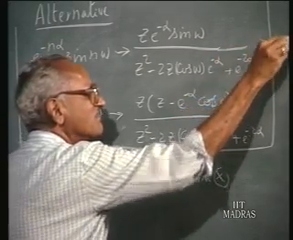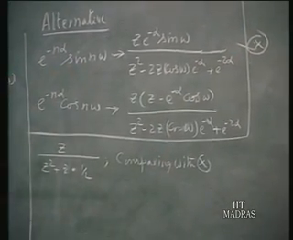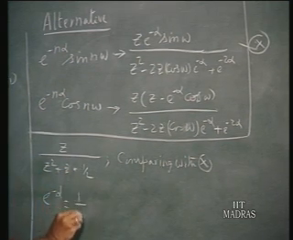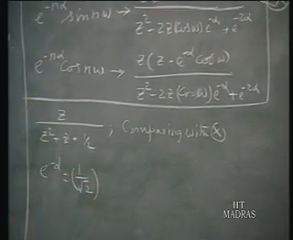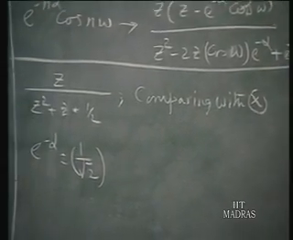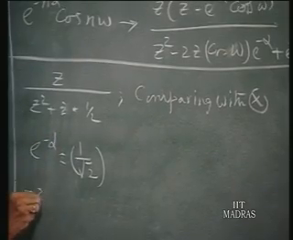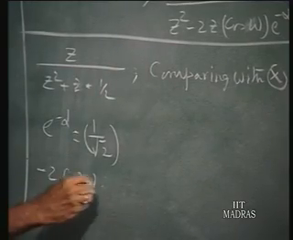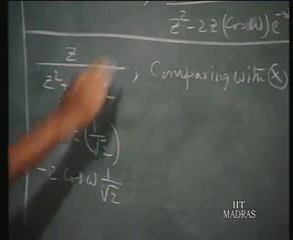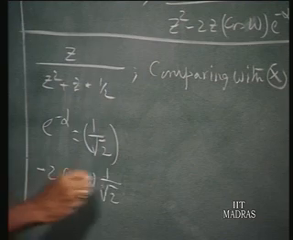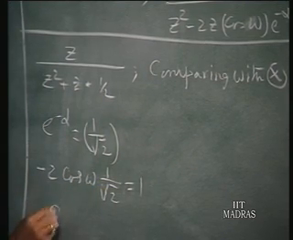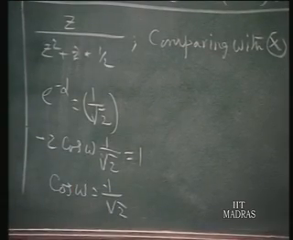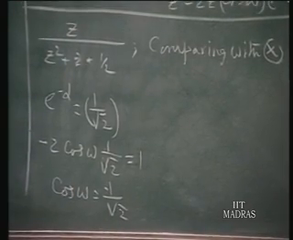So comparing this with this expression, we can see that e to the power of minus 2 alpha equals half. Therefore, e to the power of minus alpha equals 1 over root 2. And in the denominator, you have minus 2 cos omega times e to the power of minus alpha, which is 1 over root 2, that should be equal to 1 because the coefficient of z equals 1. Therefore, cos omega equals minus 1 by root 2.